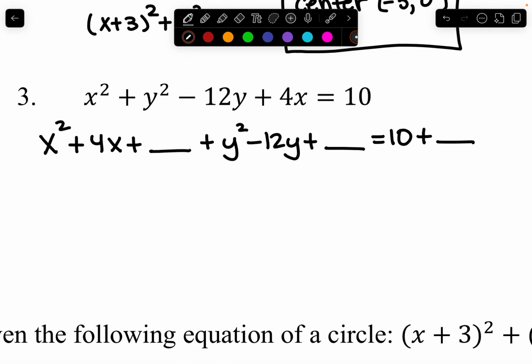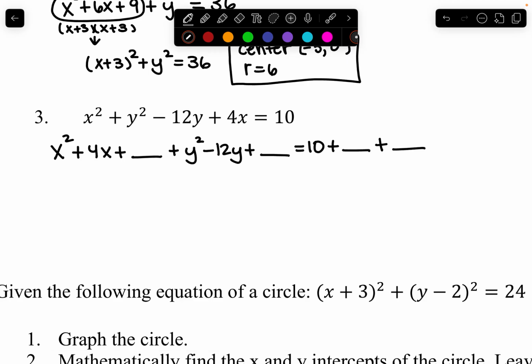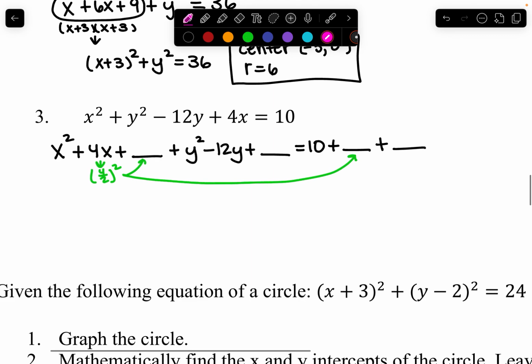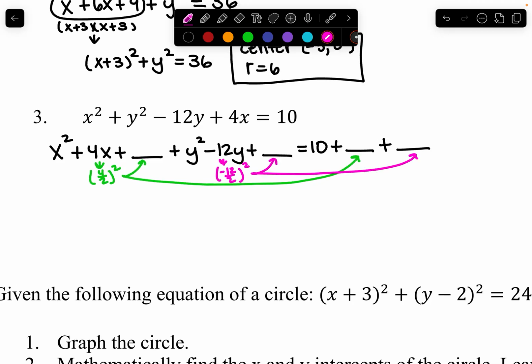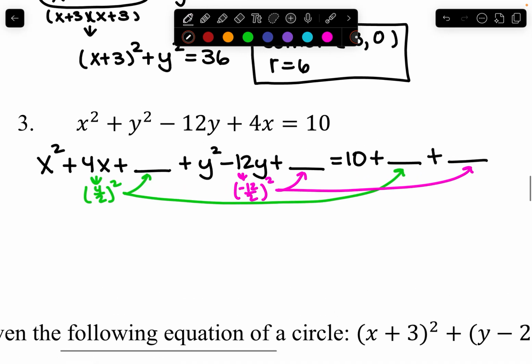I've added 2 blank spaces to the left, so I've got to add 2 blank spaces to the right. And we're going to do the exact same thing we did a second ago, where we do b divided by 2 squared. That's going to go here, and then it's going to go into one of these blanks. And then I'll do that here. We're going to do b divided by 2 squared. That's going to go here, and that's going to go there. Okay, it's always that middle term that you're going to divide by 2 and then square it. 4 divided by 2 is 2. 2 squared is 4.